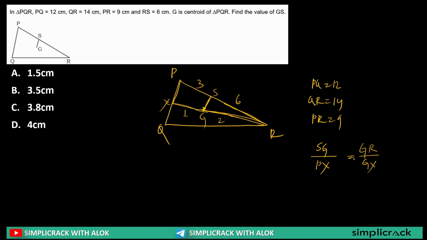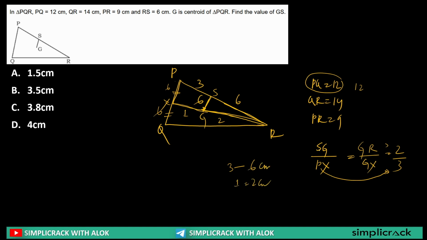Yes sir, you are right. Now GR to GX is 2 plus 1, that is 3. So SG by PX is equal to 2 by 3. Here we know that RG is the median, that means PX is equal to XQ. Total PQ is 12, so PX is 6, XQ is 6. Now say PX is 3 unit, so 3 unit is equal to 6 centimeter. 1 unit will be 2 centimeter. So SG is 2 unit, that is 2 centimeter into 2 unit, that is 4 centimeter. So the value of GS or SG is equal to 4 centimeter.